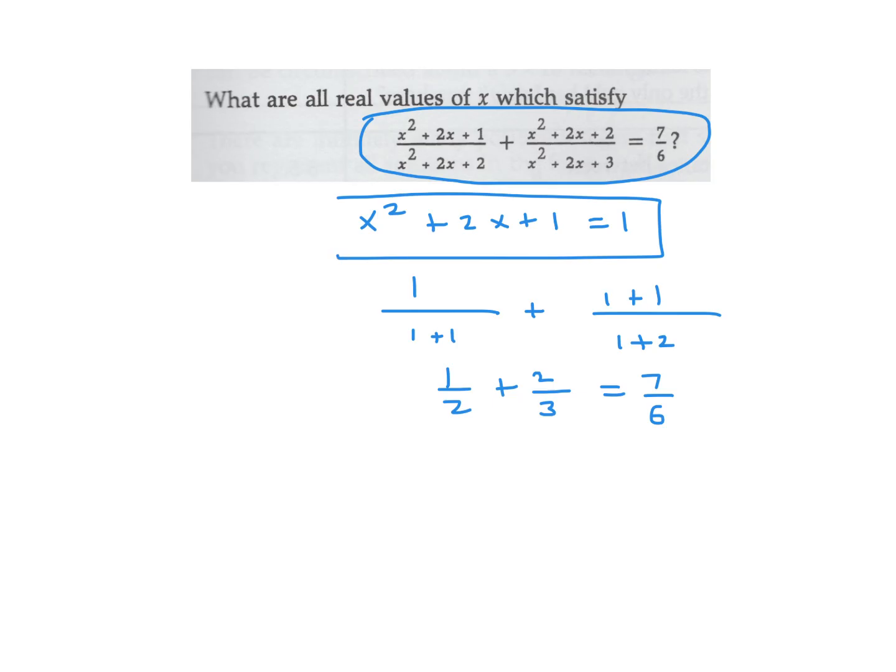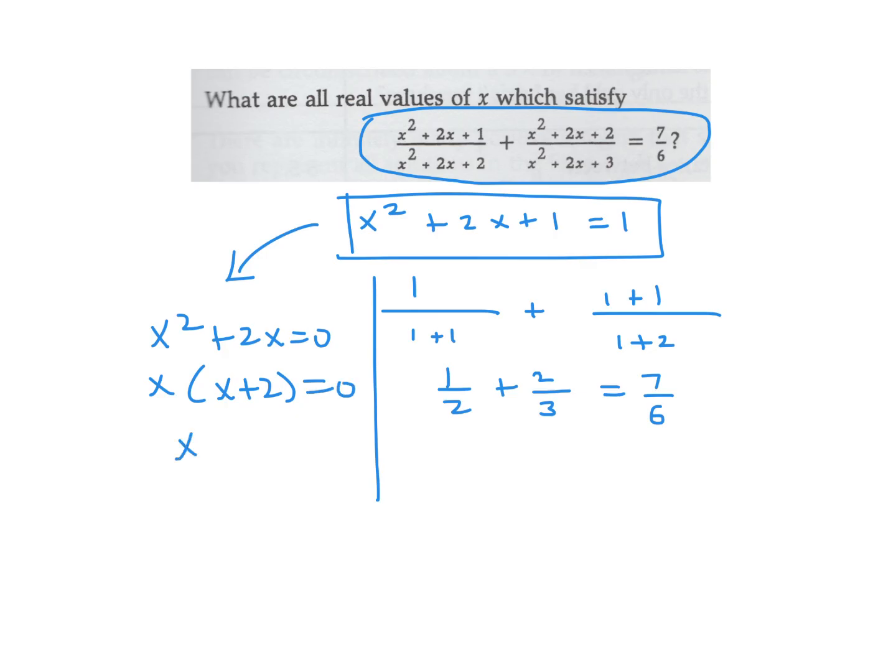So we're really making a quick substitution like that. We modify the problem into something very simple. This, of course, is just x squared plus 2x equal to 0. And if you factor out the x, you get x times x plus 2 is 0. And therefore x is equal to either 0 or negative 2. And that is actually the answer.